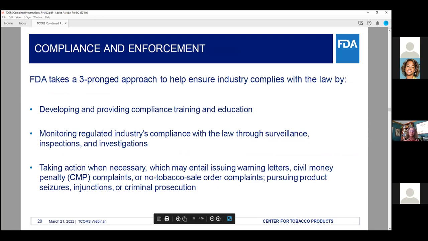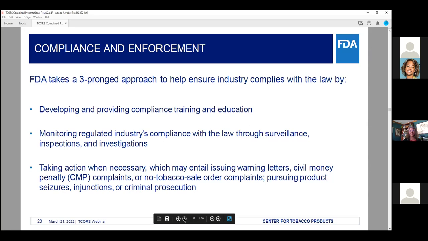And that action might include issuing a warning letter, issuing civil money penalty complaints, or other actions against an industry or a group that maybe is not complying with the tobacco control laws. I will say though, generally speaking, most regulated entities work with us to ensure that they are within compliance with the federal tobacco laws. Next slide, please.